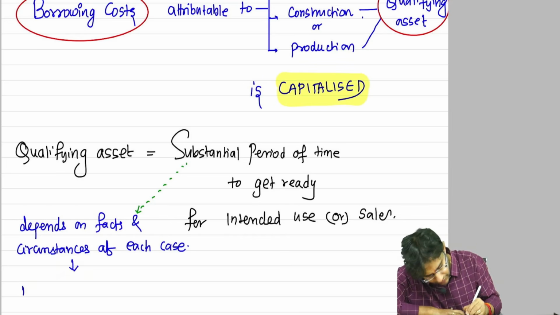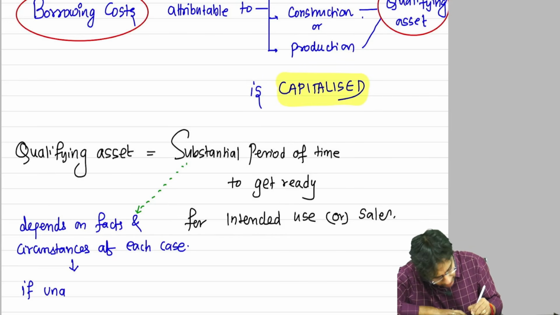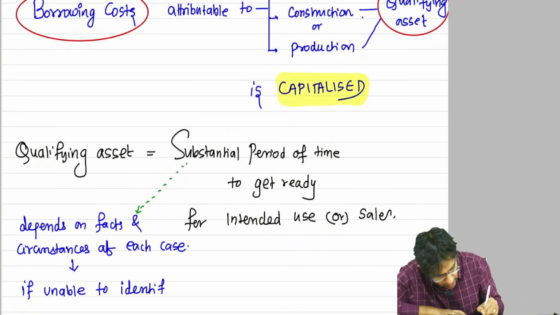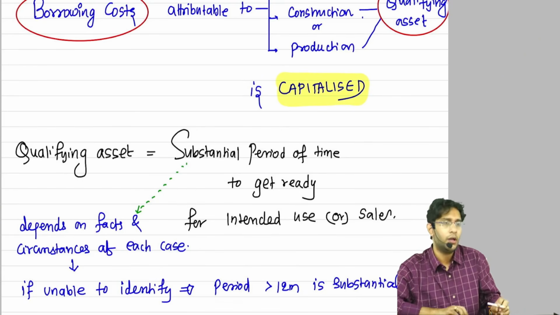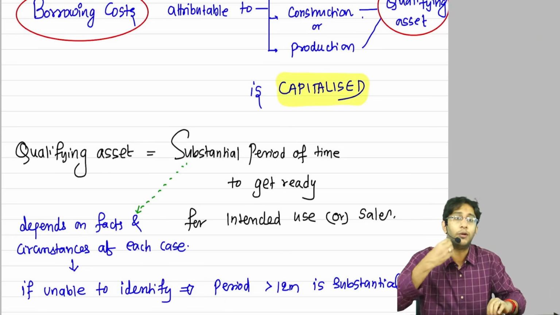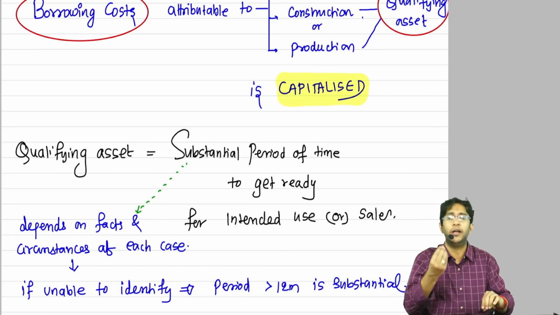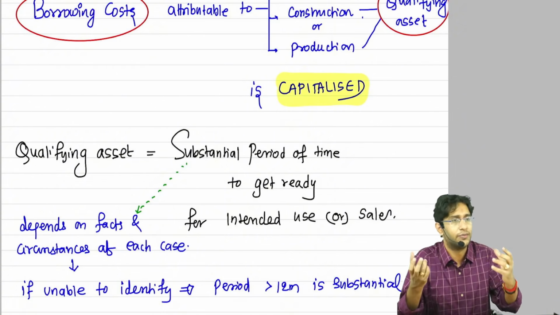However, if unable to identify, then the standard says a period greater than 12 months is substantial. If the asset is taking more than 12 months to get ready for its intended usage or sale, then that asset becomes a qualifying asset.